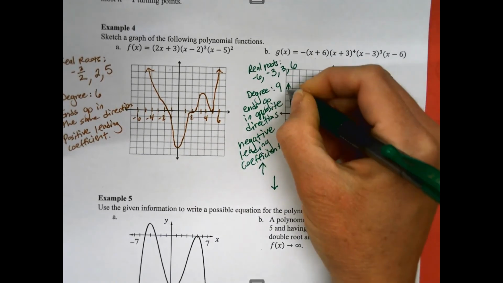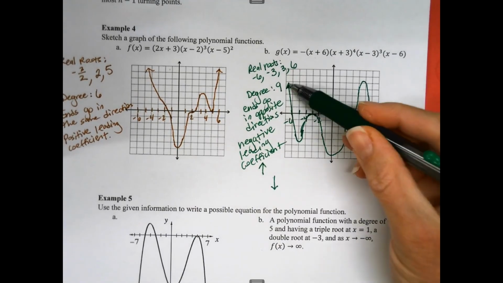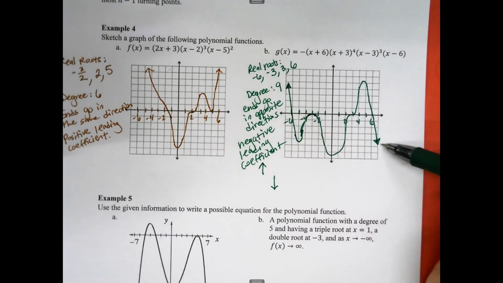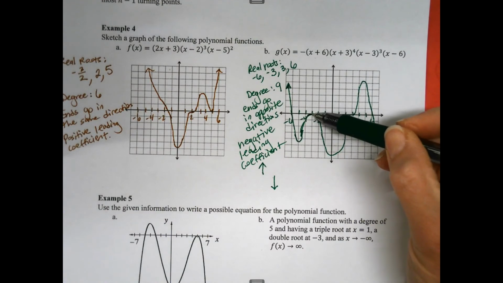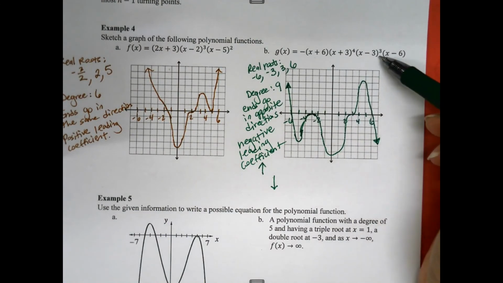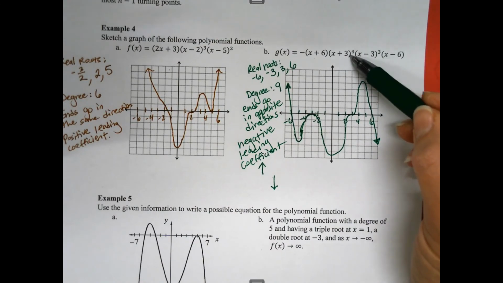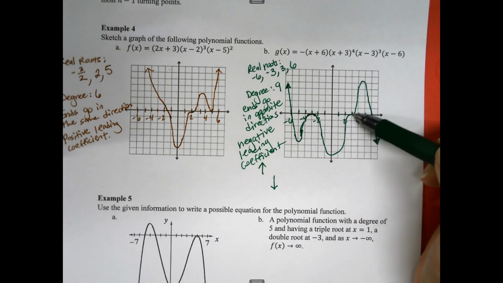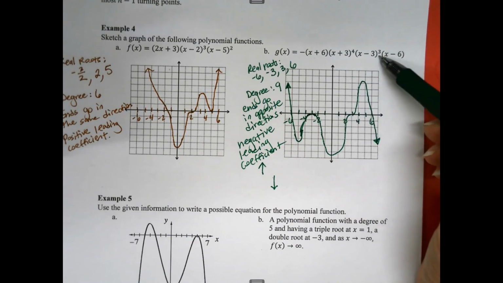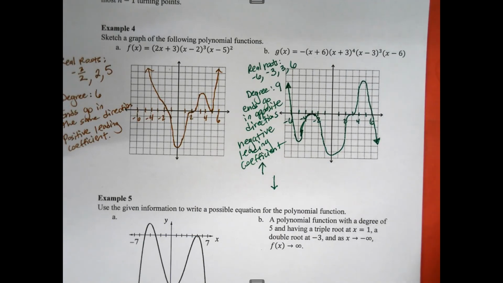And we can check and see our ends are in fact going in opposite directions. We have a bounce or a turnaround at -3, and that's because we have an even multiplicity. We have a passing through at +3, but it gets kind of flat because of this higher odd multiplicity.